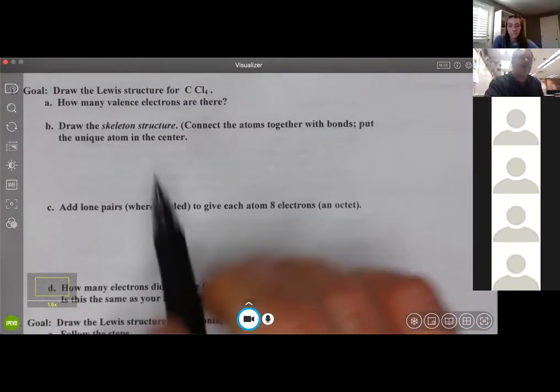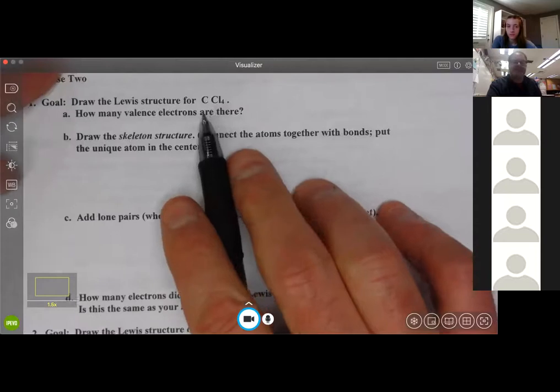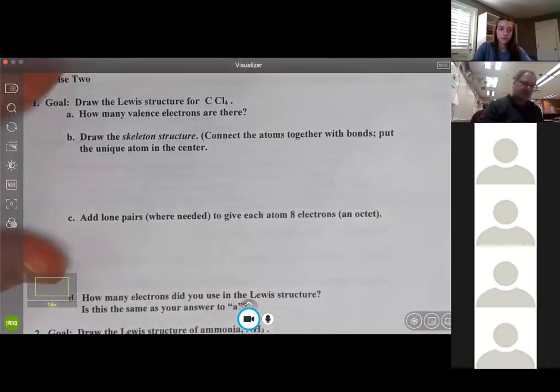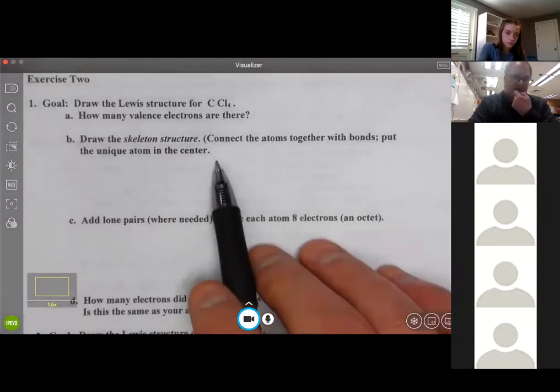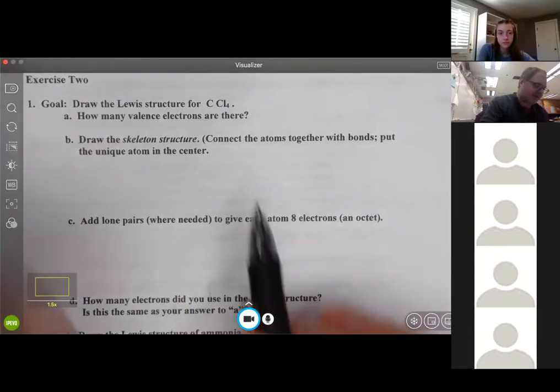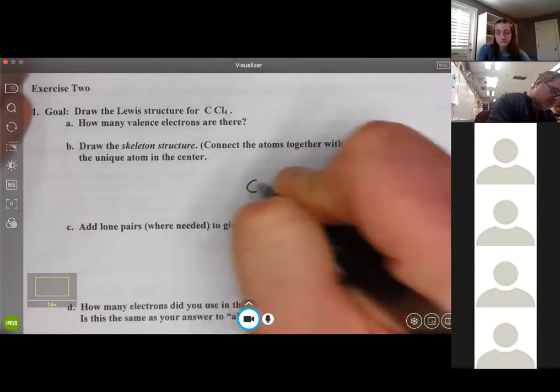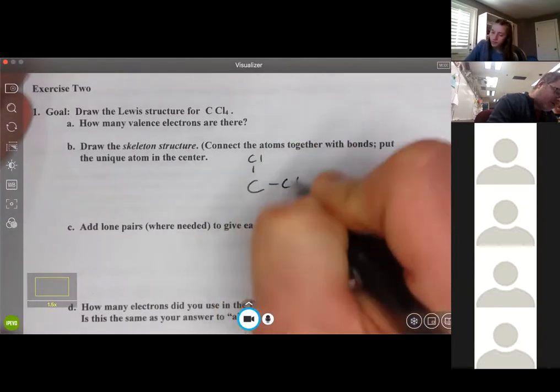If you're sticking around, we'll go ahead and do this one real quick. CCl4. So who's going in the center? C. It's correct. So then we're going to put these Cl4s all around it.